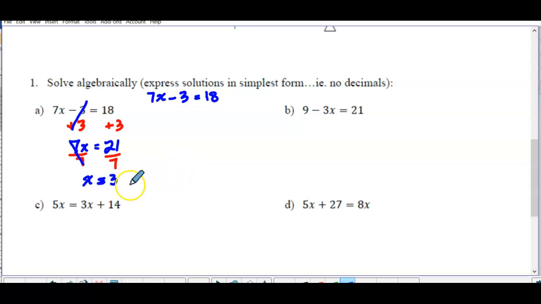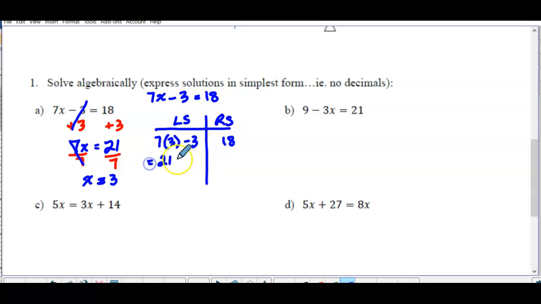Okay, and you can always check your answer by putting it back into your equation. I do what I call a t-chart, kind of looks like a T, the left side of the equation and the right side. I keep them separate, but I put 7 times the x value that I think it is into the left, right side is 18, and I just check to make sure I get 18 for both sides. Okay, so that verifies it. That's called verifying, where you take the 3 and put it back in. That is not called solving it. So if you're asked to solve algebraically, that means you have to show your work.